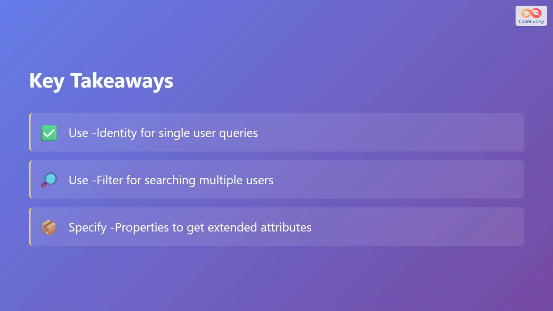Let's recap the key points. First, use the Identity parameter when you need to query a single user by their username, display name, or distinguished name. Second, use the Filter parameter when you want to search for multiple users based on specific criteria or conditions. Third, always remember to specify the Properties parameter when you need to access extended attributes beyond the default properties. These three fundamental concepts will help you effectively use Get-ADUser in your daily Active Directory management tasks.